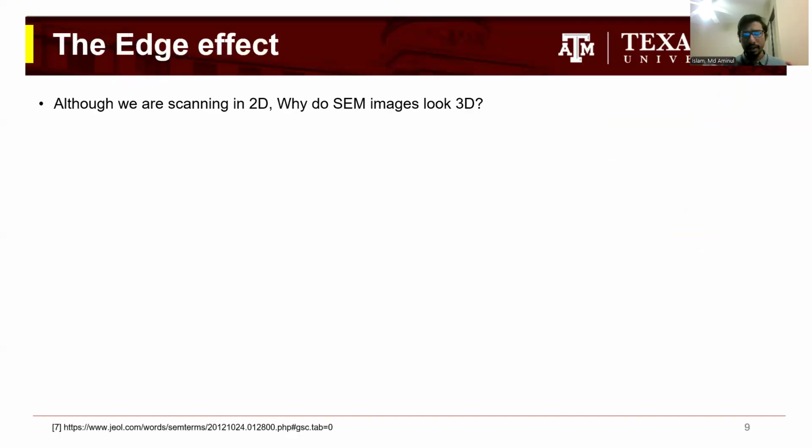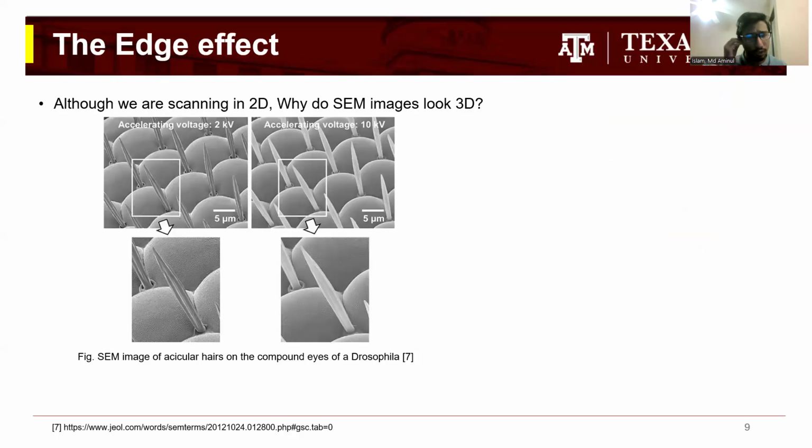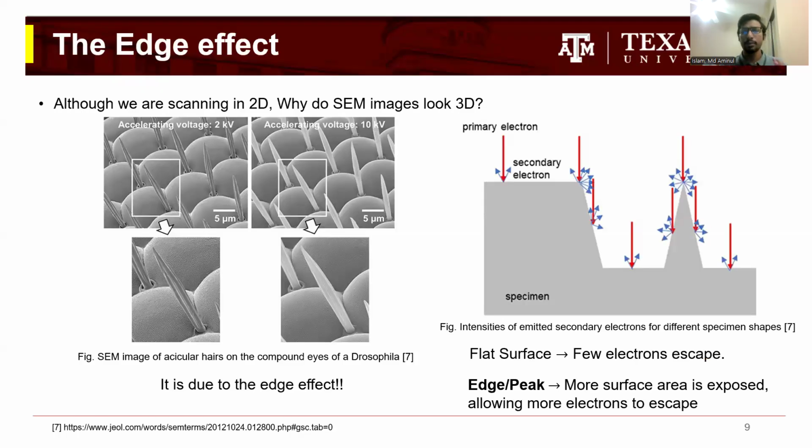So in ACM, we are scanning in two dimensions, but the ACM images, as you can see in the following figure, look 3D. How is that possible? That is basically due to the edge effect. What is edge effect? It is basically if you have a flat surface, few electrons escape from that surface. But if you have an edge or a peak, more electrons escape that surface. That results in brighter edges. So the brighter edges help us to have a 3D-like image.